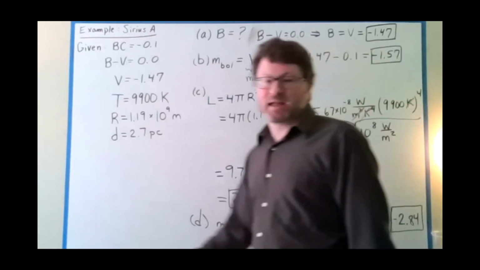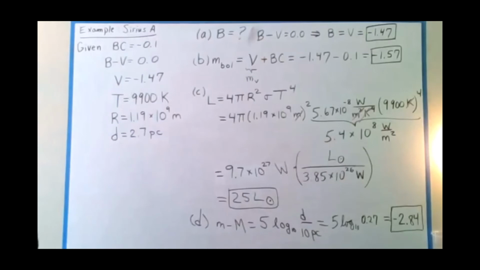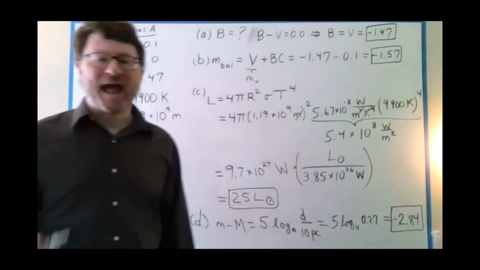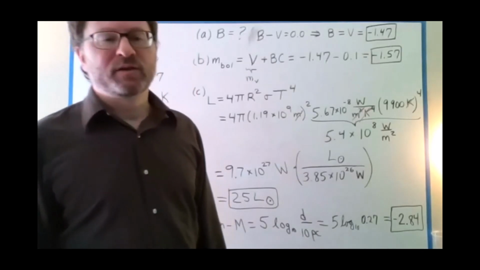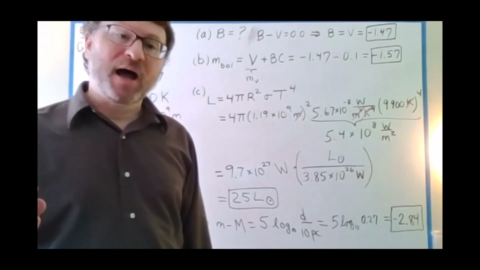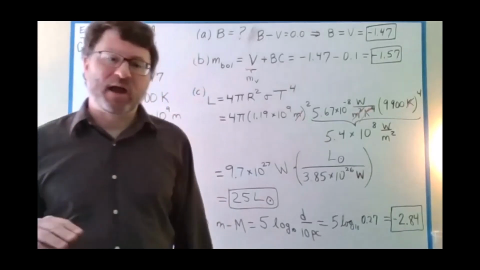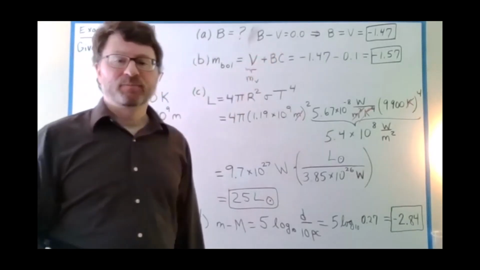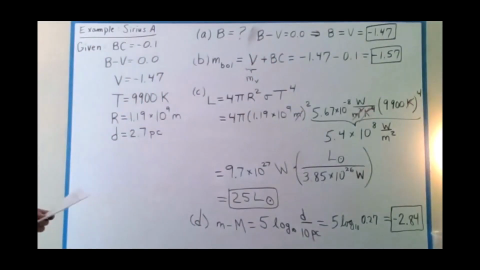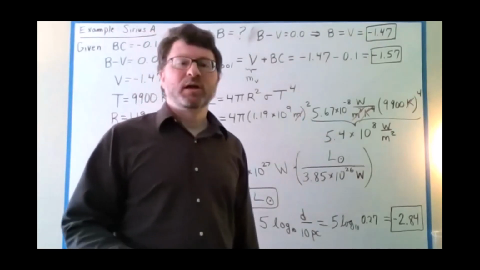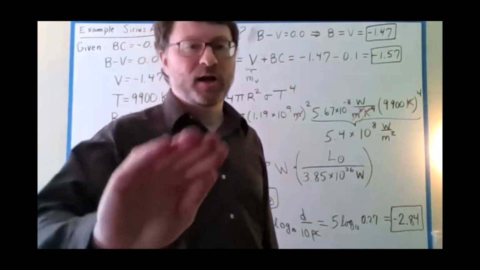Note that it's a negative number, which means that it's closer than 10 parsecs. The distance modulus of something right at 10 parsecs would be 0. The distance modulus of something larger than 10 parsecs is positive. And they go the same way. As distance modulus gets bigger, the distance to the object gets bigger, right? Okay, so those are parts A through D. Let's go ahead and clear the board and do parts E and on.